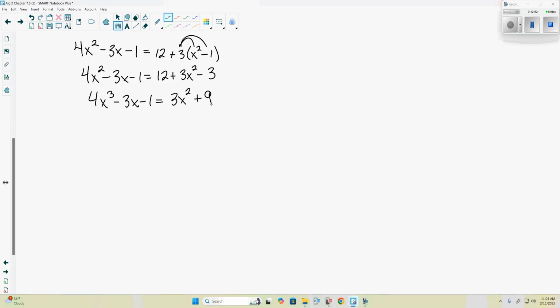12 minus 3 would give us 9. Questions on this here before we get this equal to 0? Now, out of all the terms, we can move first. And yes, that should be a 2, not a 3.